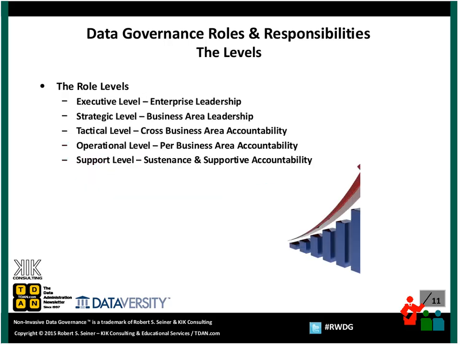The first thing I wanted to talk about here was the role levels. And in most organizations, they view things very similar to this fashion, where they've got an executive level of the organization, a strategic level, a tactical level, an operational level, and then they need a support level. Somebody has to have responsibility for the program itself. So the executive level is basically your senior leadership, your enterprise leadership. Your strategic level is the people that have responsibility for the management of not only data, but people and financial assets within each of the different business areas.